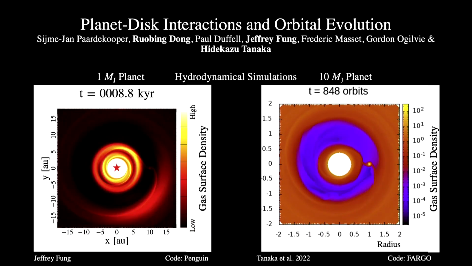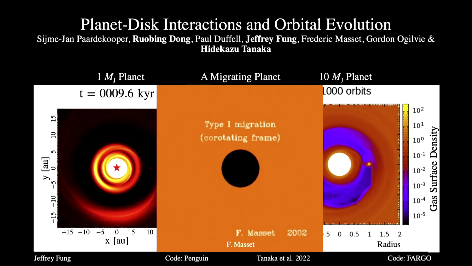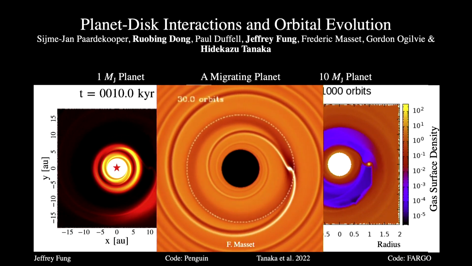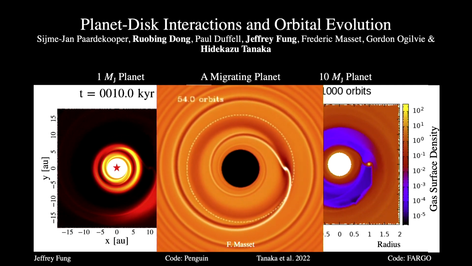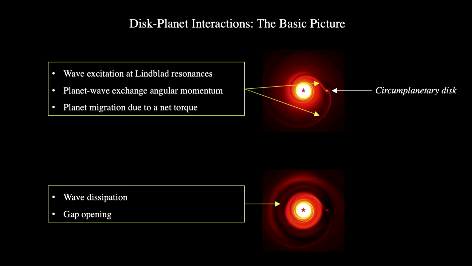If we free the planet and let it migrate according to whatever torque it feels, the planet may move away from its original orbit. This is shown in this classical movie: a planet launches density waves, and in this case, it goes inward. This is called planet migration. So just some very basic concepts.